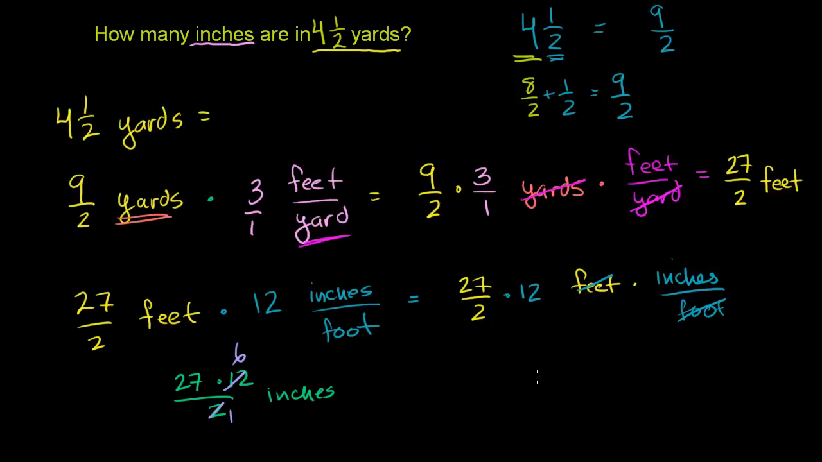And let's figure out what that is. 27 times 6. 7 times 6 is 42. 2 times 6 is 12, plus 4 is 16. So this is equal to 162 inches, which makes sense. 4.5 yards, that gets us to this number right here. 27 divided by 2 is 13.5 feet. You multiply that by 12, it makes sense. You're going to have a bunch of inches, 162 inches.